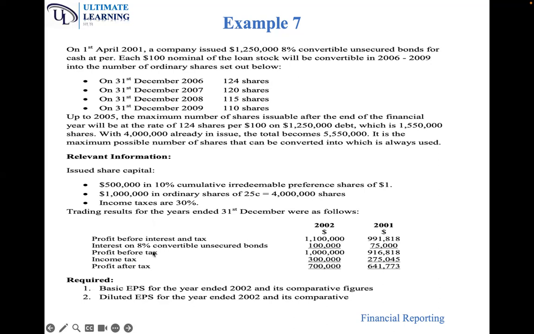We have been given the interest on the 8% convertible unsecured bonds, the profit before tax, the income tax and the profit after tax. Required: one, basic EPS for the year ended 2002 and its comparative figures. Number two, calculate the diluted EPS for the year ended 2002 and its comparative figure. So let's attempt this question through maybe Excel.